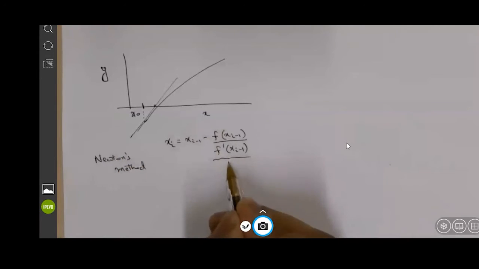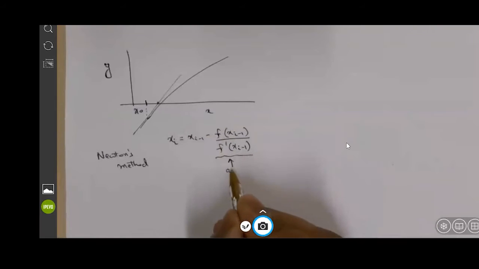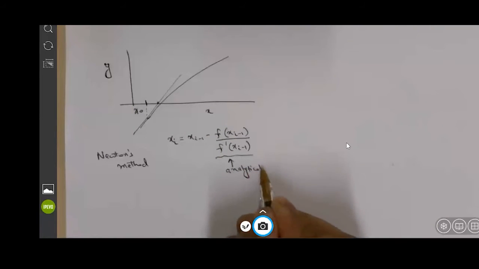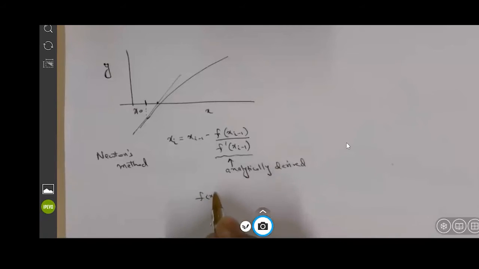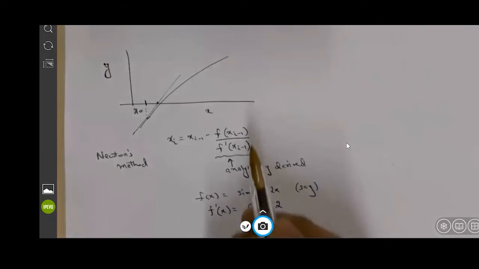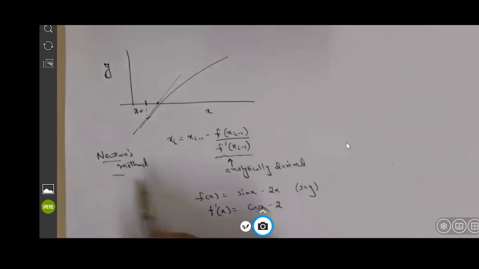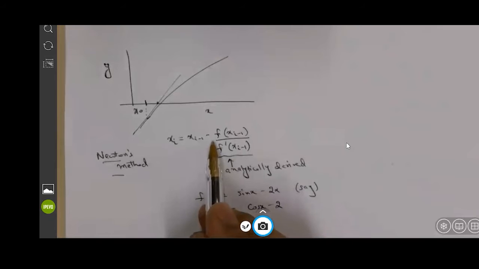So basically in Newton's method, this specific function is analytically derived. For example, if your function is f(x) = sin x - 2x, then you need to have f'(x) = cos x - 2. But in case of the secant method, you don't need to know this. There is something I'm missing here, I'm not sure. Maybe it's right, but I'm not very sure if I'm missing any specific term here.